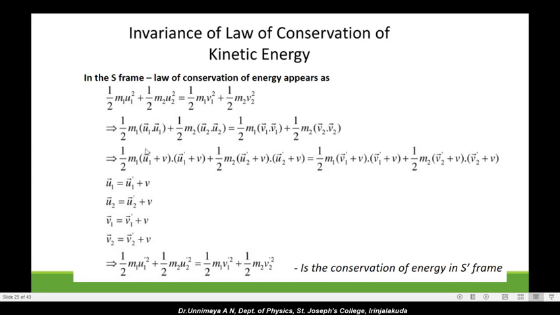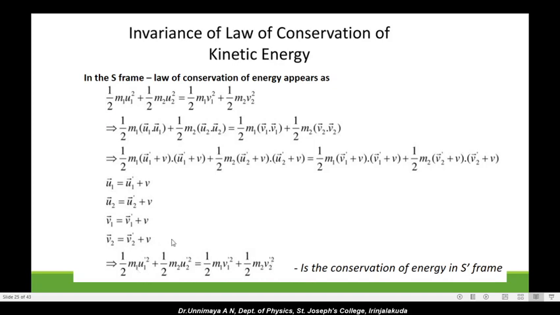So now rearrange half m1 here. Now expand all these terms. Multiply these two terms, then expand the equations on the right hand side and left hand side, and cancel the common terms on both sides. We will end up with the relation half m1 u1 prime square plus half m2 u2 prime square is equal to half m1 v1 prime square plus half m2 v2 prime square.